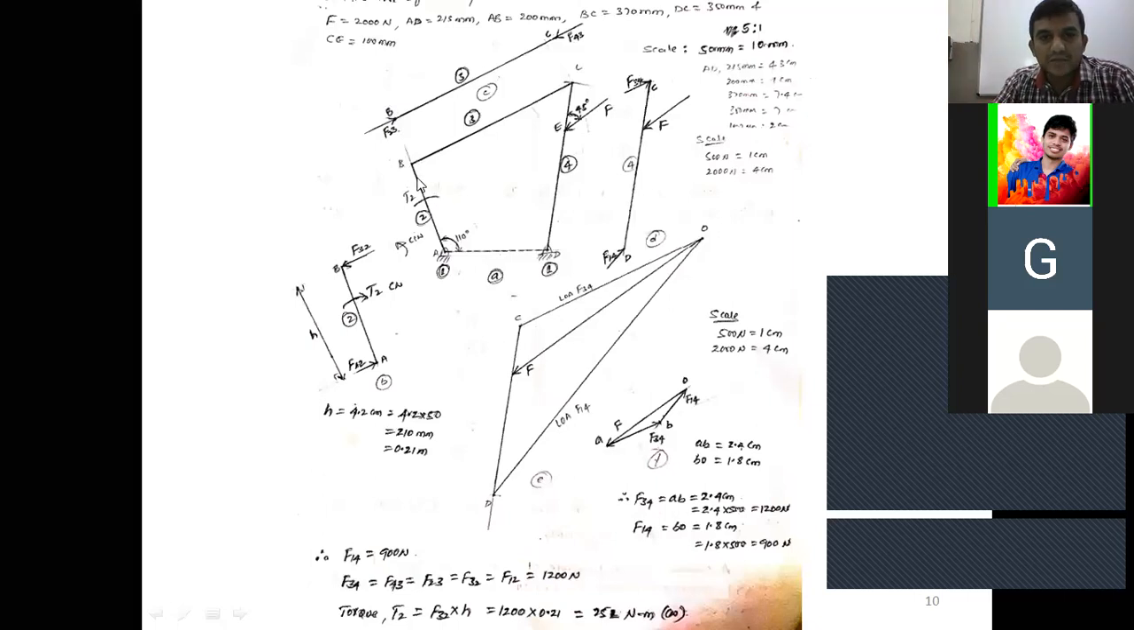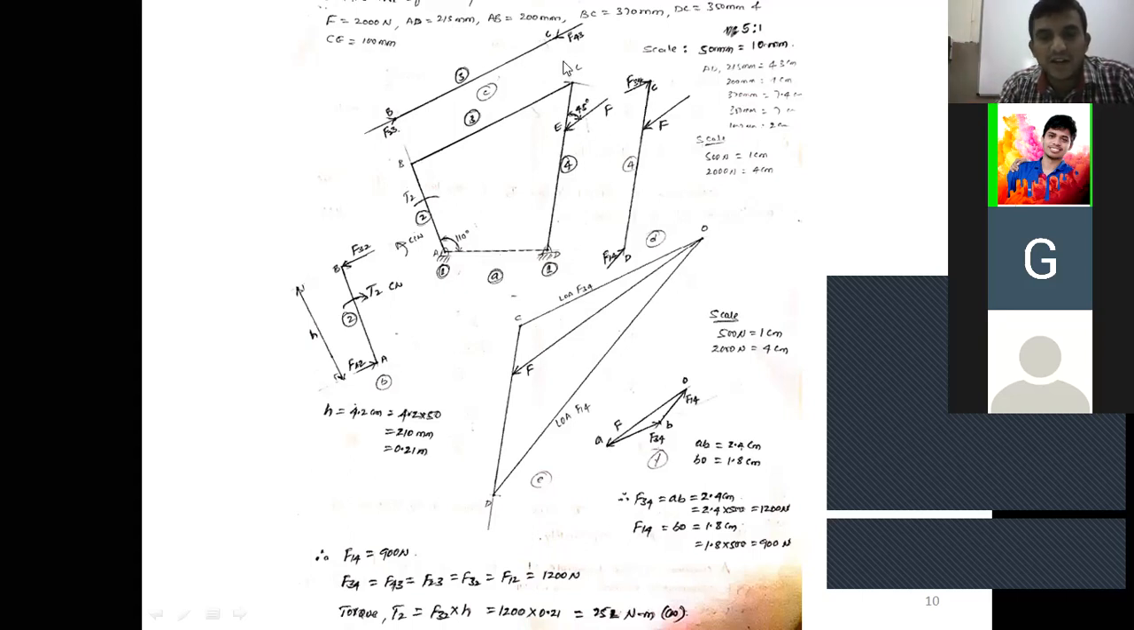Then from point B, you get link 2, that is hinge AB. From point B, BC is how much? BC is, I think, 370 mm. Convert into scale, you'll get 74 mm or 7.4 centimeter. Through the compass, B is the center, measure 7.4 centimeter radius and draw an arc.